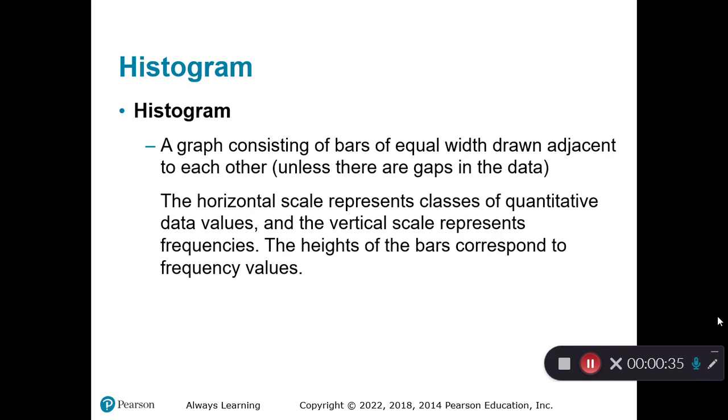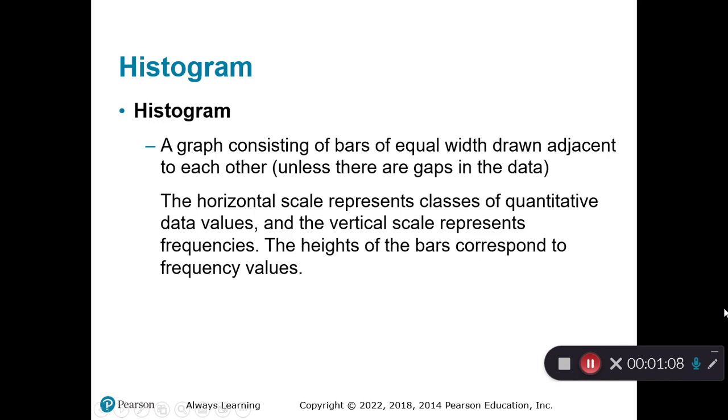In a histogram, we have bars of equal width that are drawn adjacent to one another, and by that we mean that the bars are touching. The only case in which the bars would not touch is if we had gaps in the data. You might recall from our conversation with frequency tables that sometimes we have classes with zero frequency, meaning that there were no data values that would fall into that particular class. So those are the types of gaps that we're talking about here in the data.